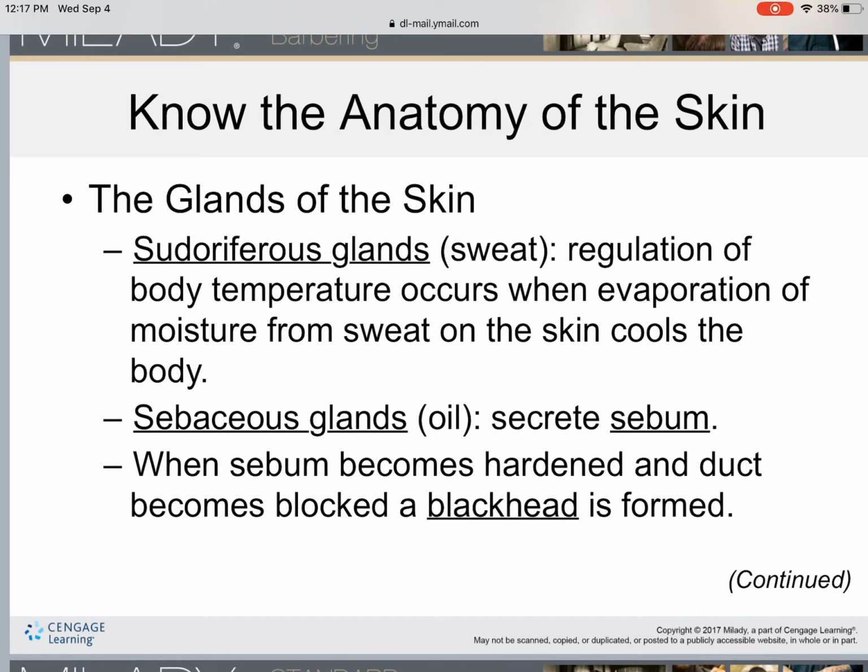With the exception of your palms and soles, these glands are found in all parts of the body, particularly in the face and scalp. Okay, sebum, moisture. When the sebum becomes hardened and that duct in those sebaceous glands become blocked, a blackhead is formed. The primary function of sebum is to act as a shield that prevents moisture from evaporating from the skin surface. So the sebum helps us to keep our natural moisture. When those glands are blocked, that's when you will have a blackhead.